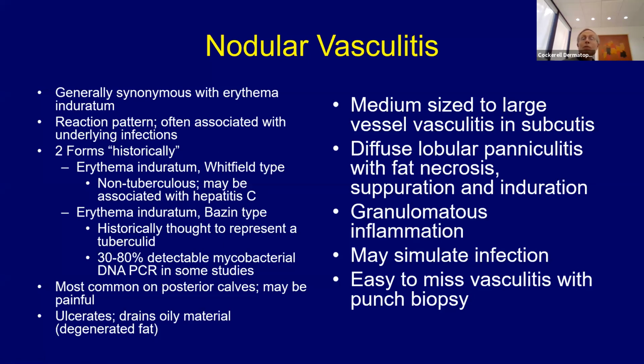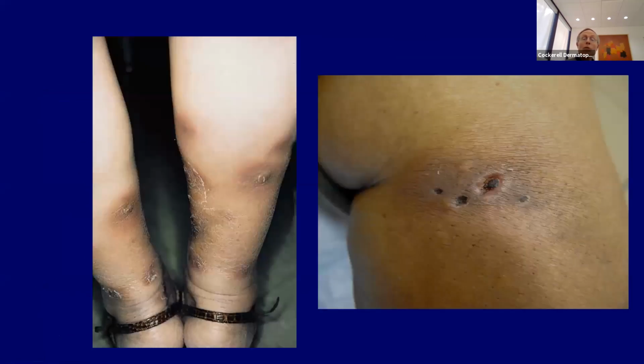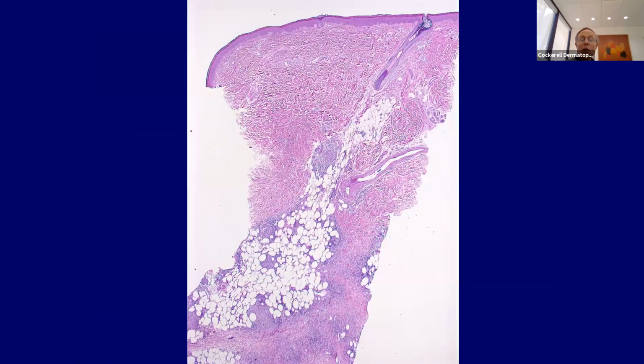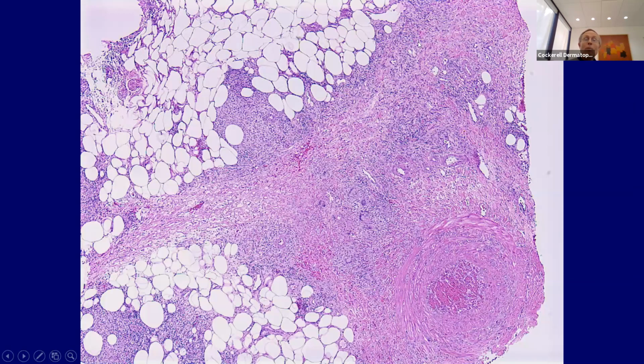Again, you get a medium-sized blood vessel here with lots of inflammation of the fat here, as opposed to Polyarteritis Nodosa or migratory Thrombophlebitis. So the back of the calves more commonly here. These often ulcerate. They'll extrude an oily material because the fat here is becoming degenerated. So here, inflammation in the lobule and the septa, and vasculitis with septal and lobular panniculitis. So lots of lobular inflammation with the vasculitis in this condition.